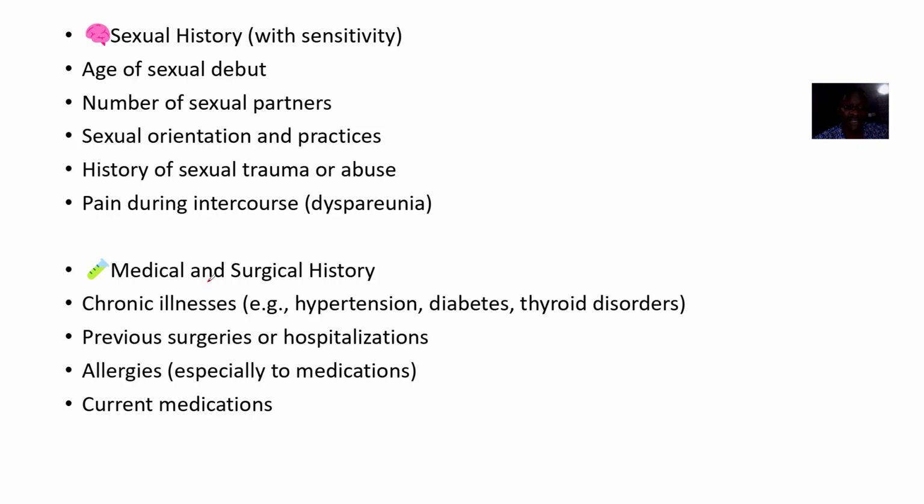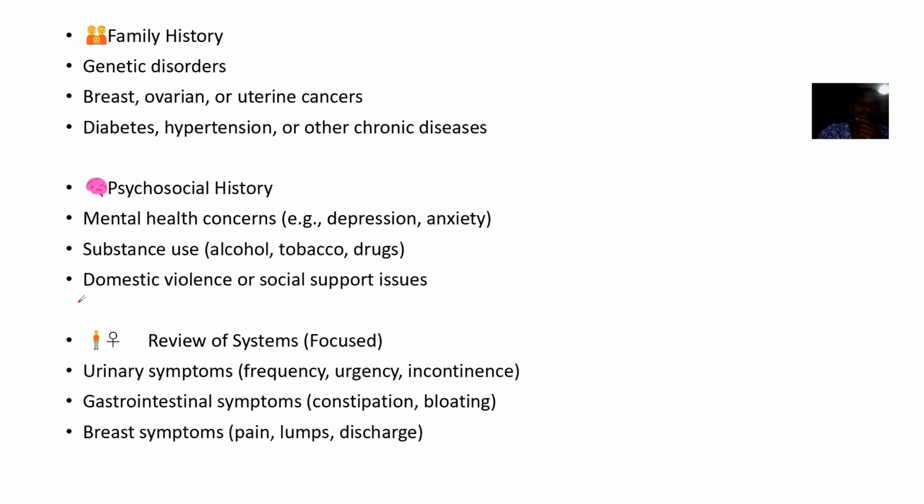The medical and surgical history, you get to know if there are any disease conditions that she's having in any system, that have been there for a very long time. They also ask if she has ever had any hospitalization or surgeries before. If she has ever been given any drug and her system didn't like it, all those things.